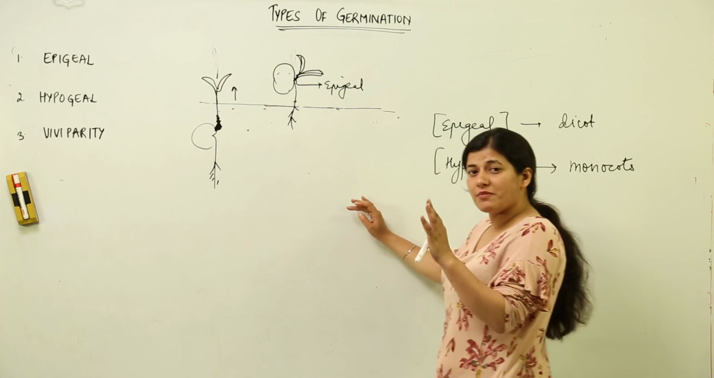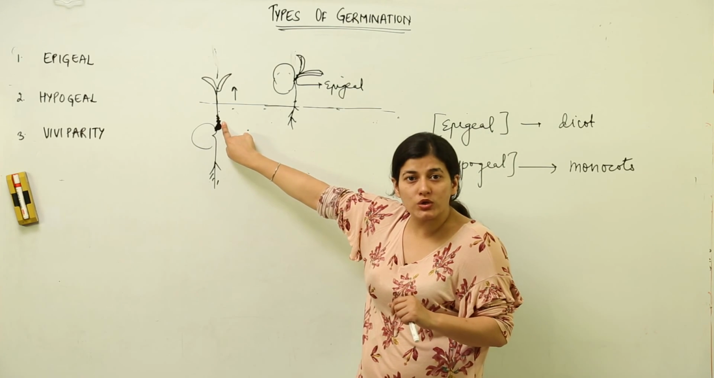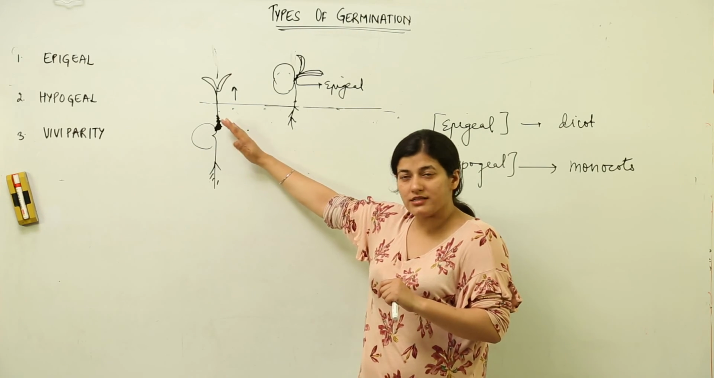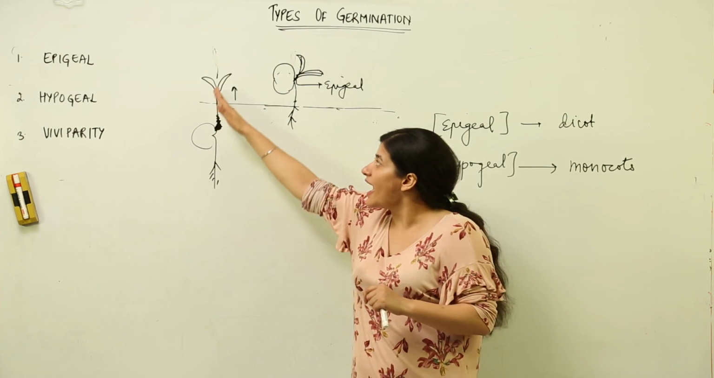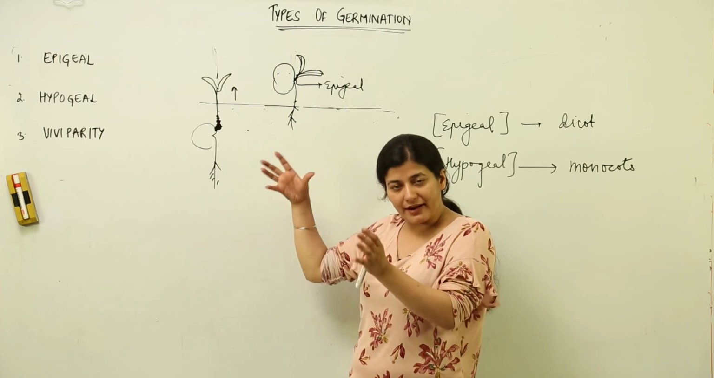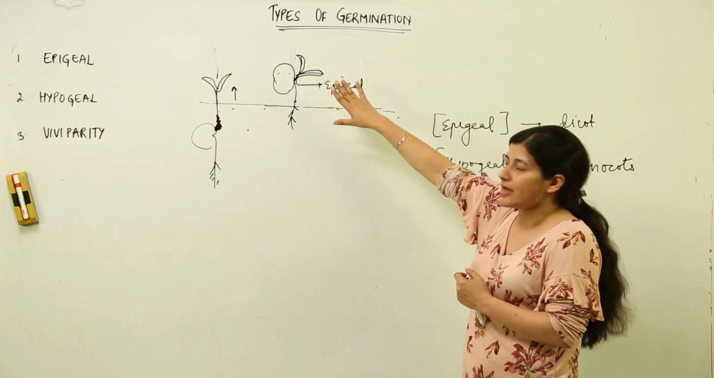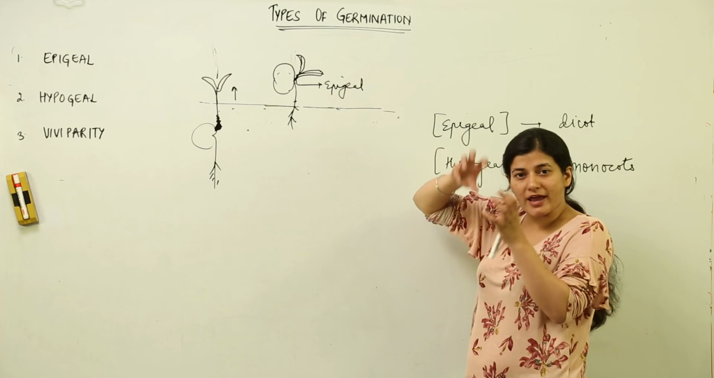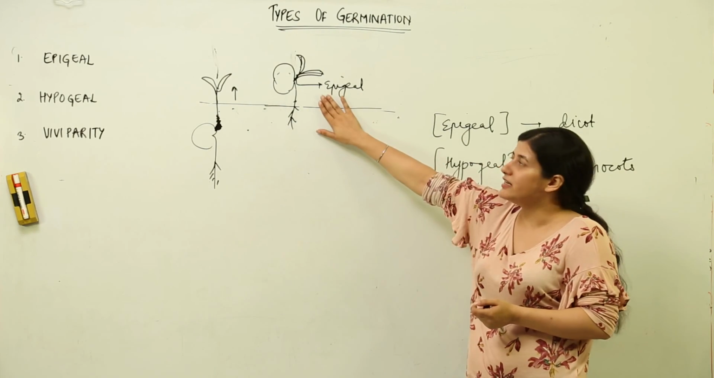Next thing that you have to remember is that in hypogeal growth, it is the hypocotyle that grows, and because of that hypocotyle's growth, the epicotyle moves further and further, upwards and upwards, and the leaflets show their development once the epicotyle comes out of the soil. In this case, epicotyle is already outside, so the primary leaflets, they develop inside the seed only. They come out and the leaflets are there.